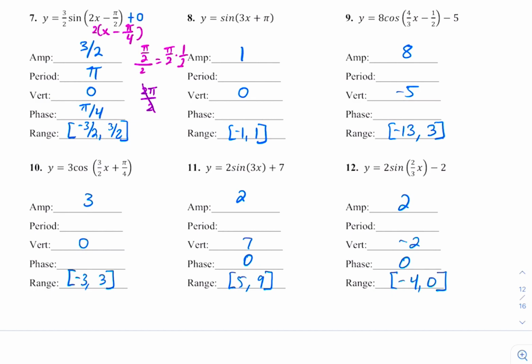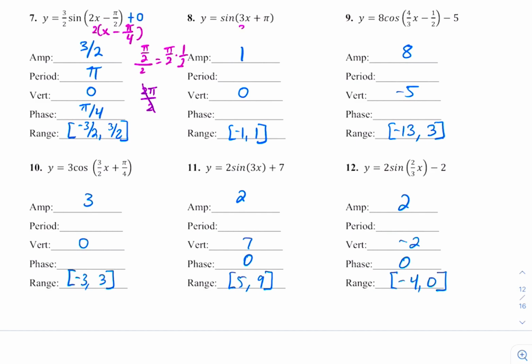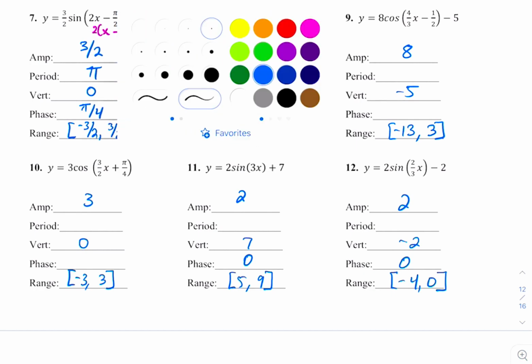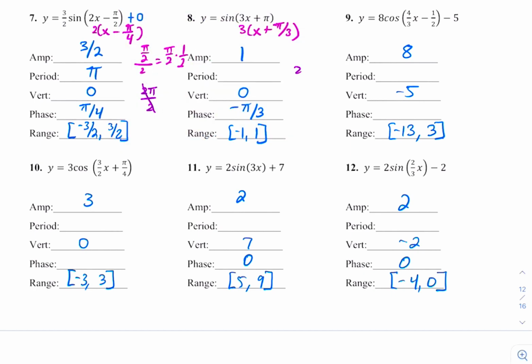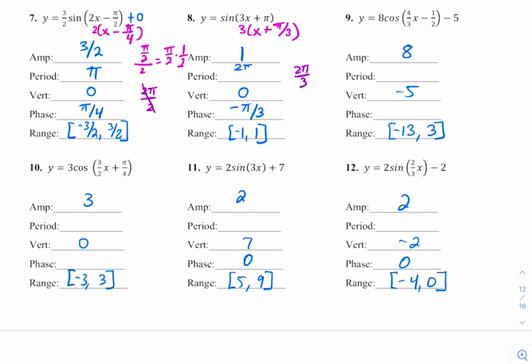All right, so next one, we'll have to factor out the 3. So if I take pi and divide it by 3, that's just going to be 1/3 pi, so pi over 3. So my phase shift will be negative pi over 3. And then to calculate the period, I am taking 2 pi divided by my b value, which is 3, and I can't simplify that. So I'm just going to leave it as 2 pi over 3.